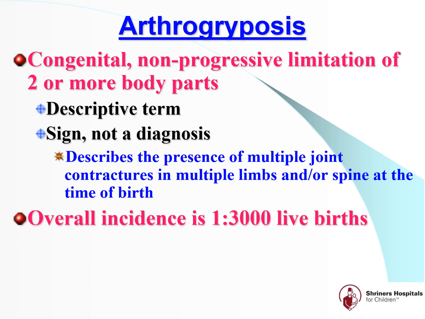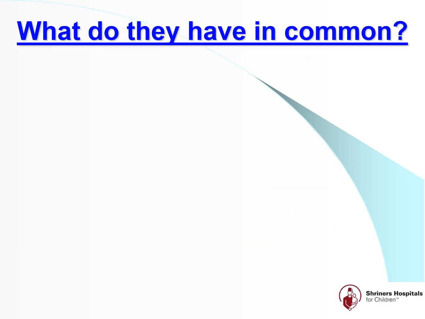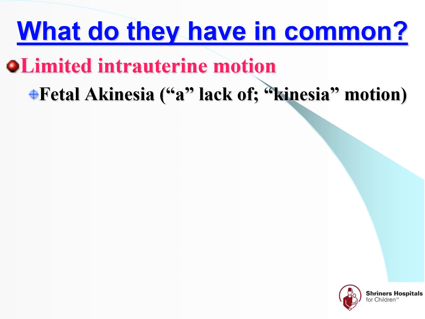The overall incidence is about 1 in 3,000 babies that are born, and more than 400 different conditions lead to a baby born with arthrogryposis. What do all these different conditions have in common? Something called fetal akinesia, or limited intrauterine motion during the fetal stage of pregnancy.